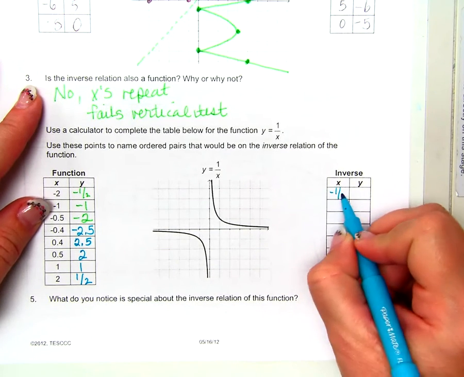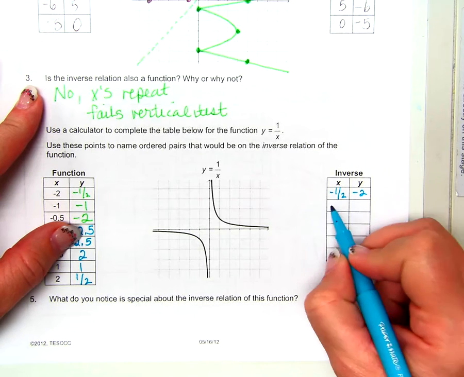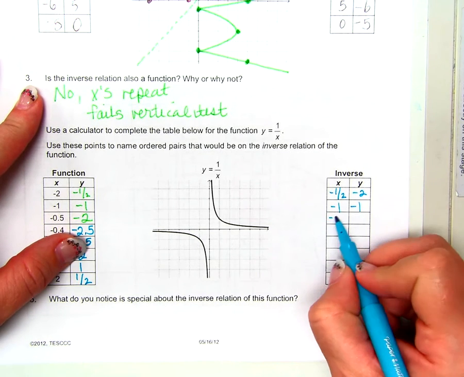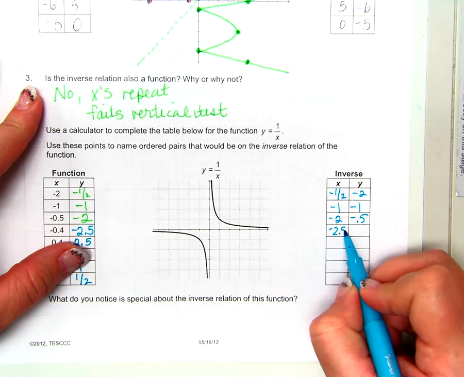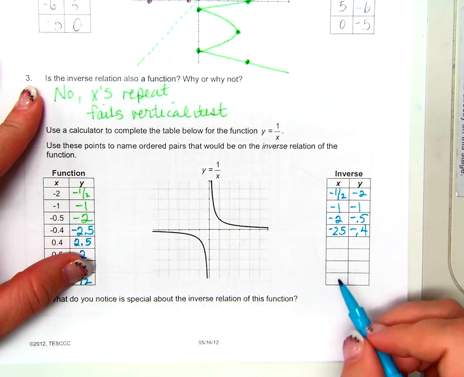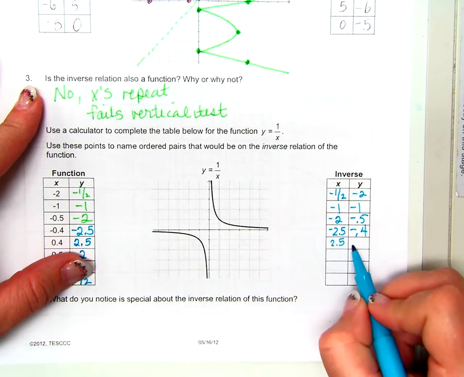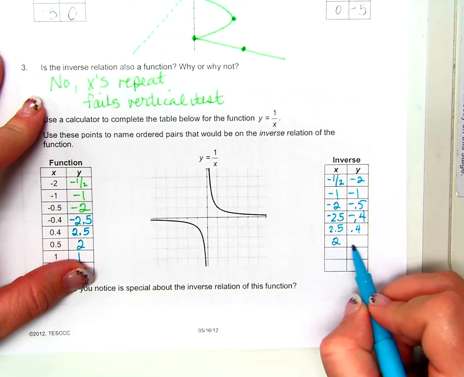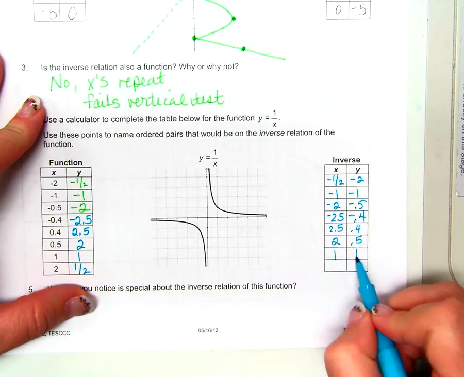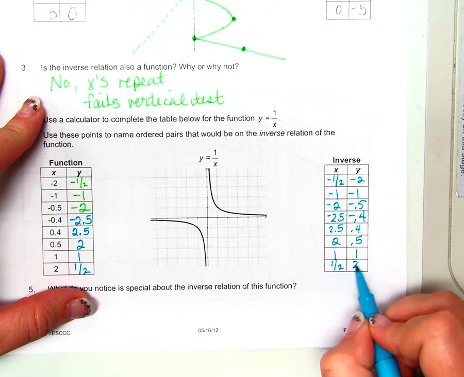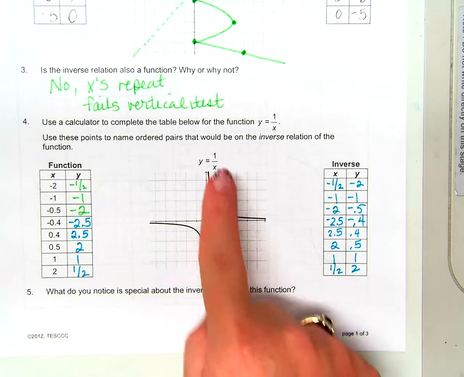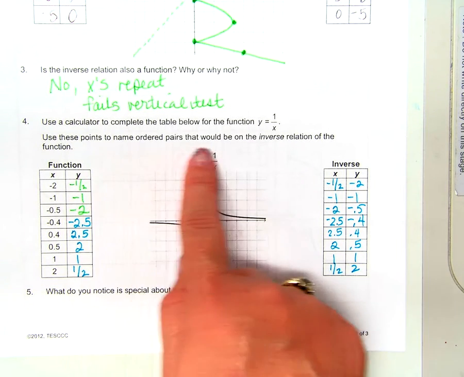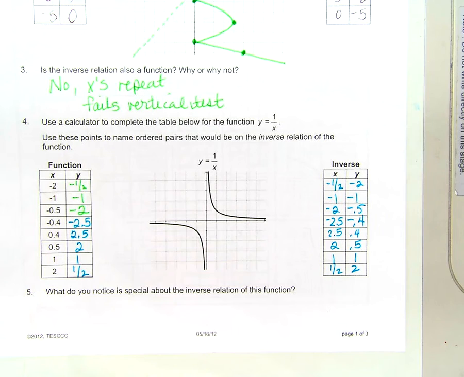We're wanting to take x and y and flip it over here, not flip it off, okay? So negative 1 half, negative 2, negative 1, negative 1, negative 2, negative 0.5, negative 2.5, negative 0.4, 2.5, 0.4, 2.5, 1, 1 and 1 half, and 2. Okay? Now, what it asks us to do is use these points to name ordered pairs that would be on the inverse relation of the function.